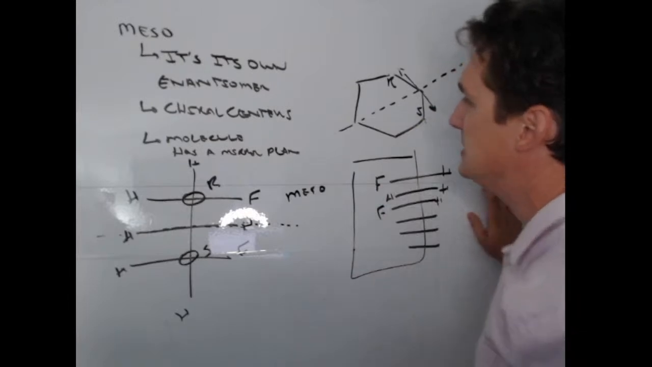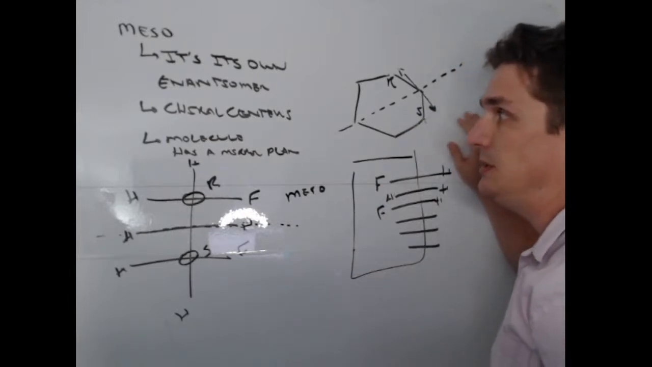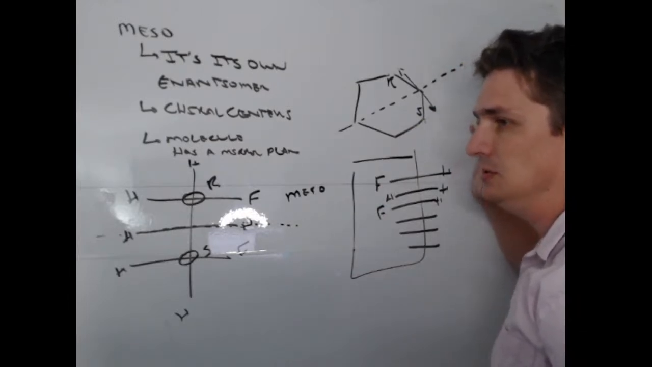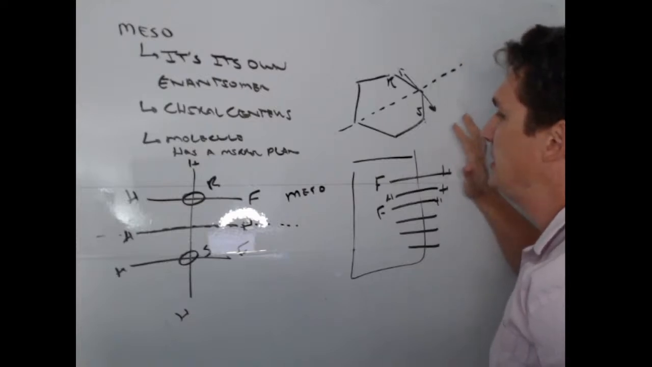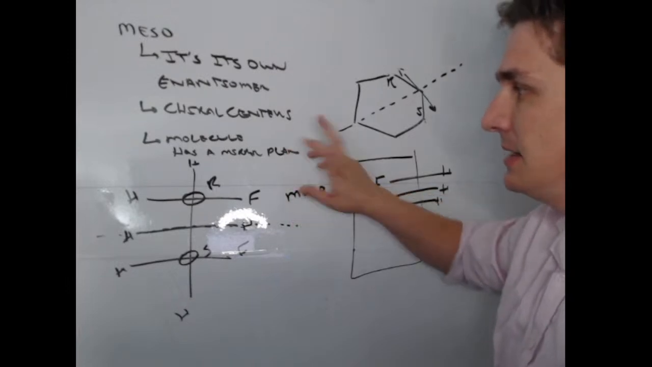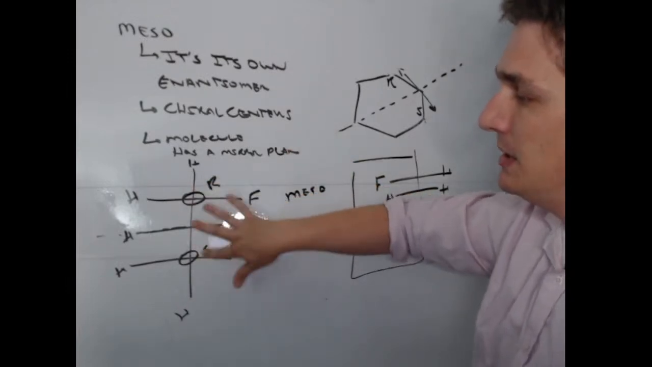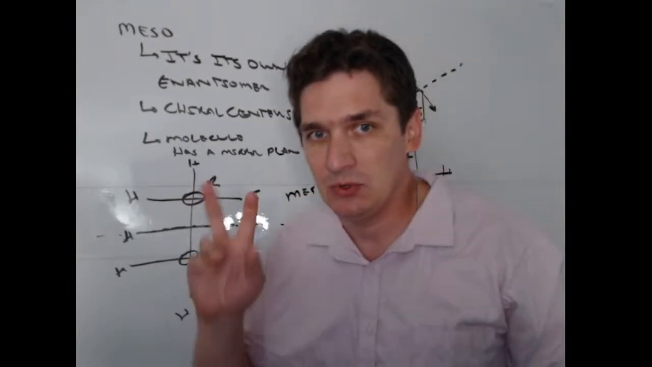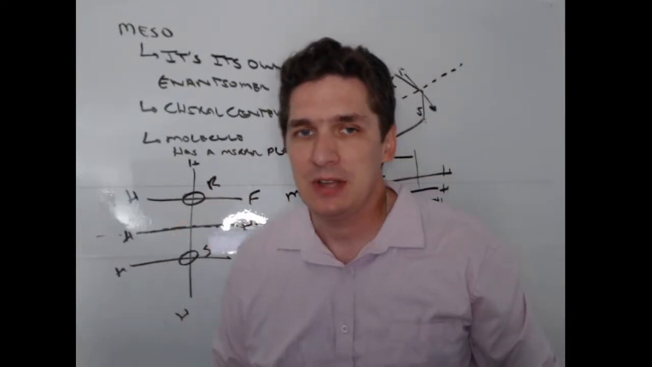has plenty of mirror planes in it, but it doesn't have any chiral centers in it. So we would never call an achiral molecule meso. But if we have chiral centers and we have a mirror plane running through it that cancels out the chirality, basically we get opposite R and S symmetries for the same groups, then we have a meso compound.